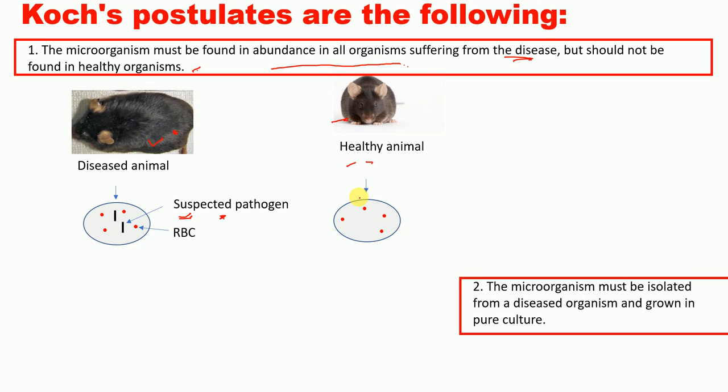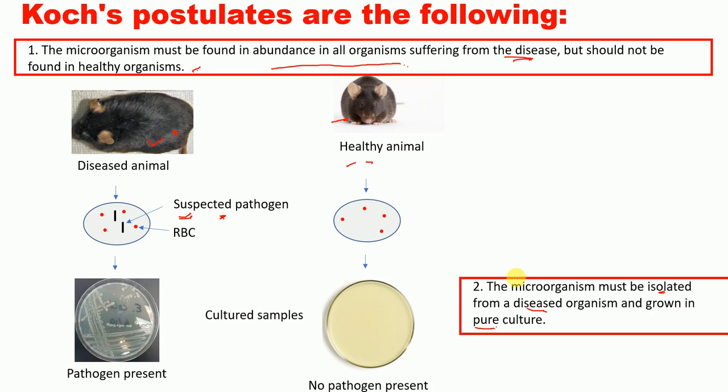The second postulate is that the microorganism must be isolated from the diseased organism, and it can be grown in pure culture. What does it mean? From this diseased animal, we should be able to isolate the microorganism, or this suspected pathogen, and when we culture it, for example on agar plates, it must grow on the agar plate.